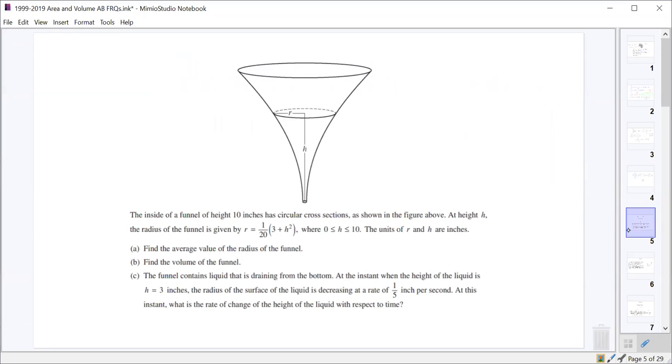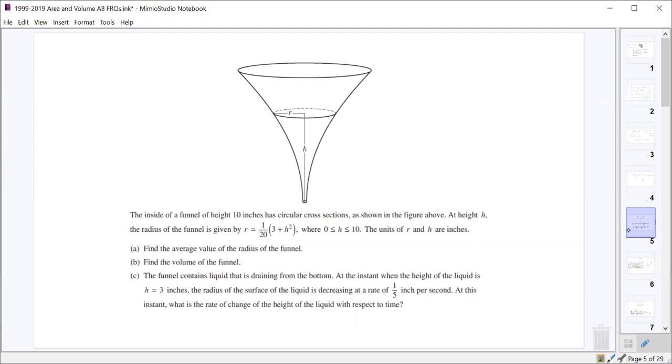All right. I asked you guys to do this one, yeah? How'd this one go? Yeah, they threw in some extra stuff in this one. That's not good because you only have an hour to do all of the non-calculator free response problems.